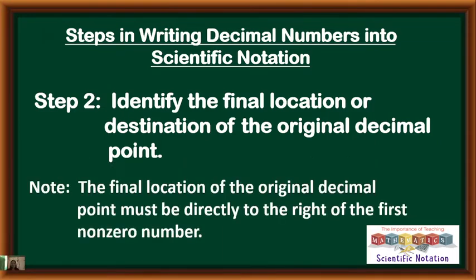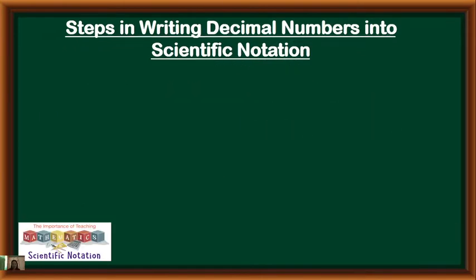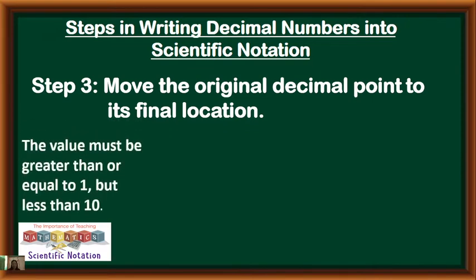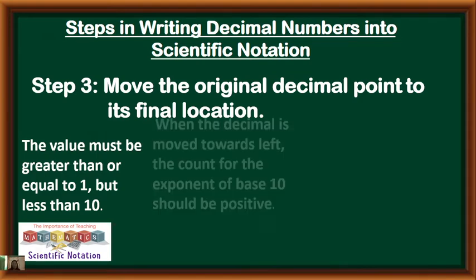Okay, next. Remember that the final location of the original decimal point must be directly to the right of the first non-zero number. Okay, next. Move the original decimal point to its final location. Okay, the value must be greater than or equal to 1 but less than 10. So from the original decimal point to its final location, take note that the value must be greater than or equal to 1 but less than 10.